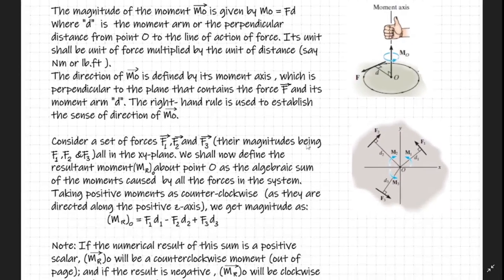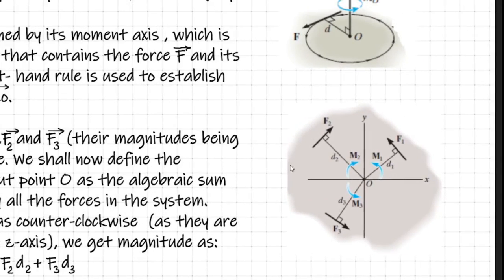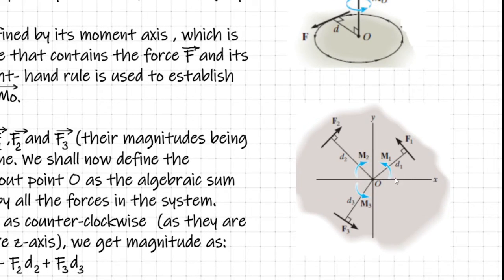Now in some cases, our rigid body may be subjected to a system of forces. For example, as shown here, I have shown a set of forces F1, F2 and F3. All these forces are essentially in the XY plane, and the perpendicular distances measured from the point O onto the line of action of the various forces are identified as D1, D2 and D3. Now it is important in the calculation of moments that we assume some directions as positive. For example, let us assume in this case that all the counterclockwise moments are positive.